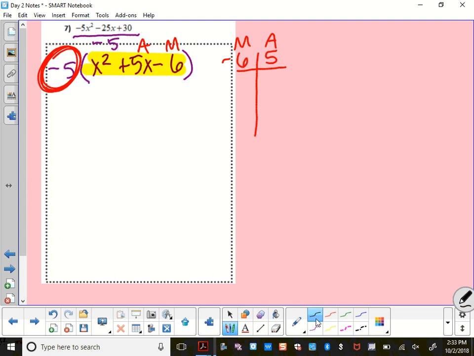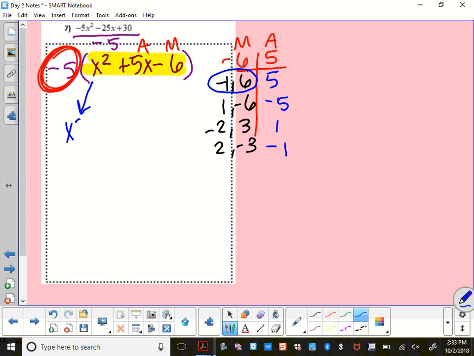Alright, so let's see here. I can have 1 and 6, or I could have 2 and 3. Which one of those, if I add it, gives me a positive 5? 1 and negative 6, I get negative 5 if I add that. Negative 1 plus 6, I get positive 5. Negative 2 plus 3, I get 1. And 2 plus negative 3, I get negative 1. So what's my answer? Negative 1 and 6. Make sure you're checking all of them.